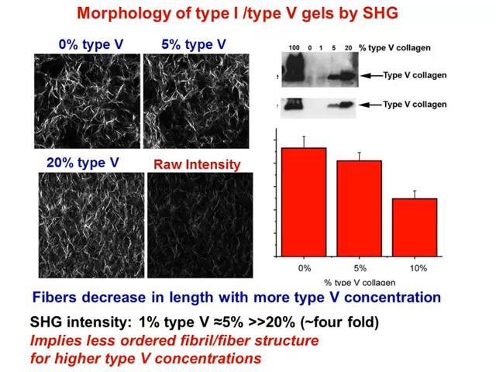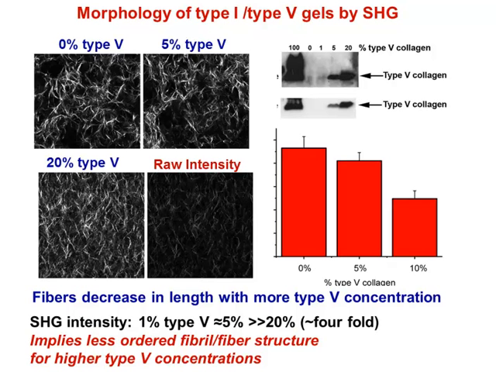Then if you go up to 20% type 5, you see that the fibers get shorter, they're more closely packed. And the other thing is that this is a lot dimmer. This is actually the raw intensity. So the intensity goes down by about a factor of 4 between the all type 1 and the 20% type 5. And so that indicates that the assembly is less ordered.